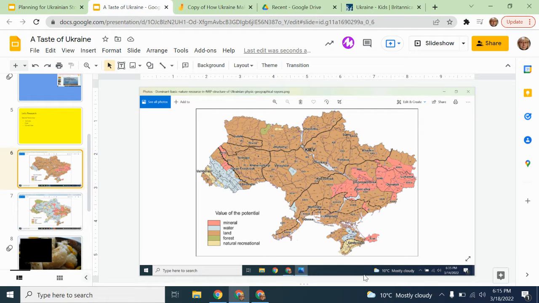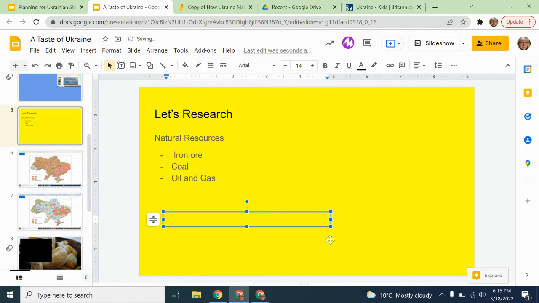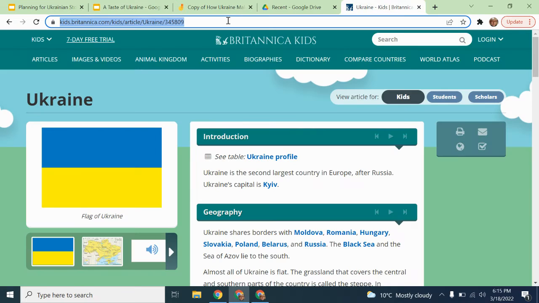Wow, that took me a long time to find a map showing the natural resources in Ukraine. So long. And it reminded me that whenever you're doing research, you need to cite your sources. So when we talked about looking for some information about the natural resources, after you finish jot noting, you have to tell the teacher where you got the information from. So we got the information from here.